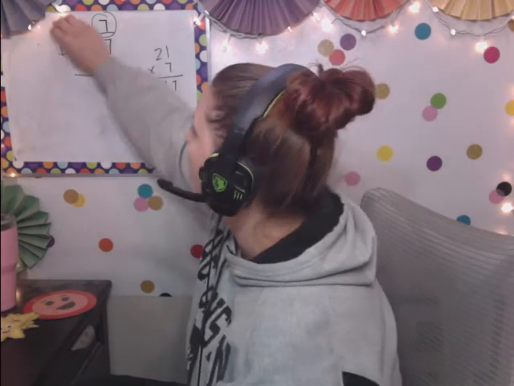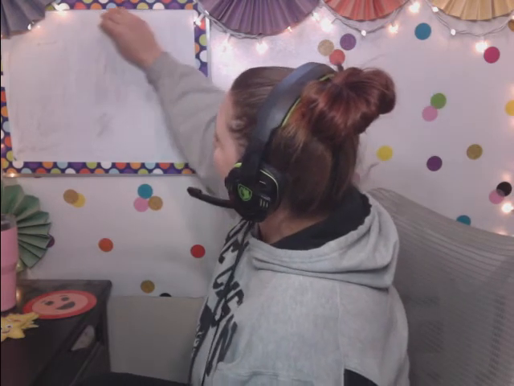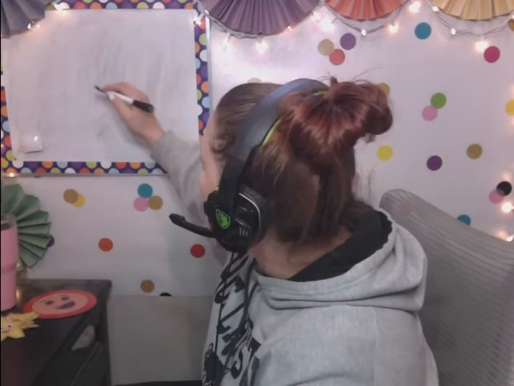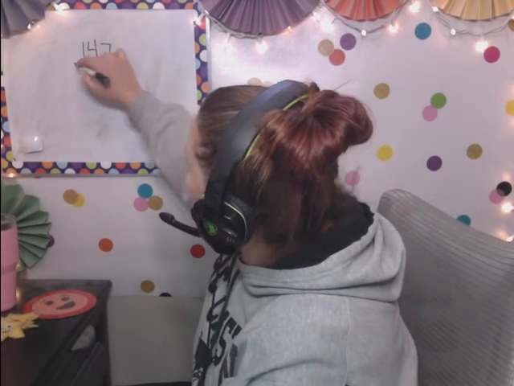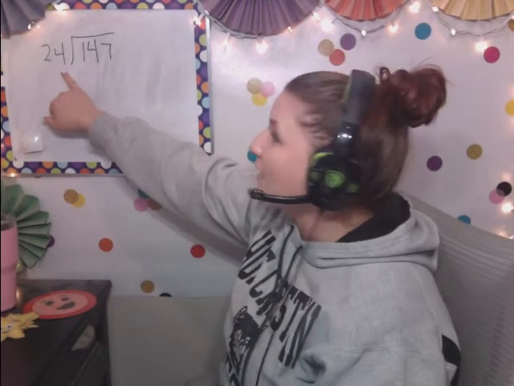Let's do another one, okay? So remember, this rule only works on divisors that end in 1, 2, 3, or 4. So let's try again. It's saying 147, same dividend, divided by, a different divisor this time, 24. First thing we need to check, is the last number a 1, 2, 3, or 4? Check. Yes, that's a 4. So now I can cover that 4, and I can guess, okay, 2 goes into 14 7 times.